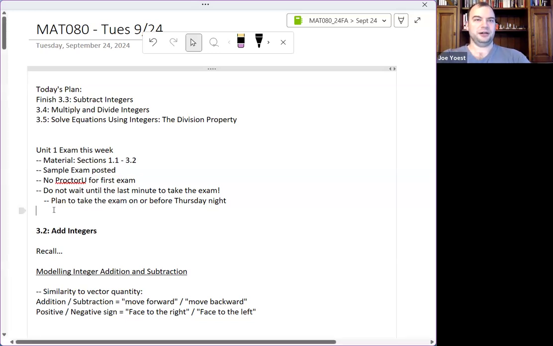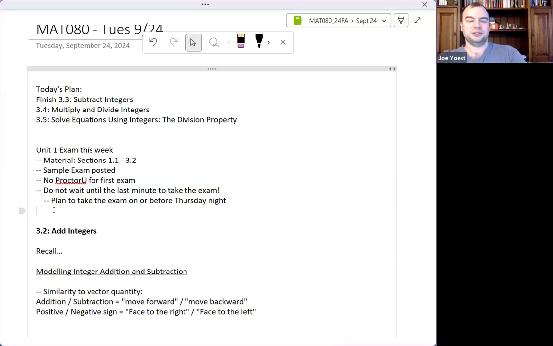Or if it's a tech issue, you have time to get in touch with me or to contact WebAssign support or CCAC's IT or whoever it may be to get that all sorted out before the due date on Sunday night.